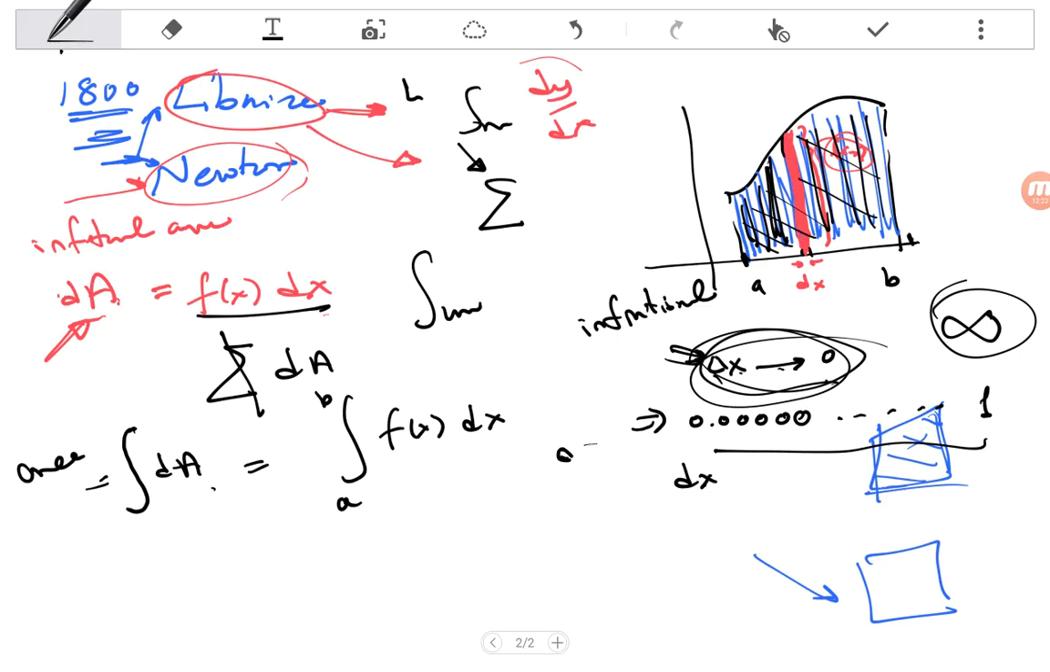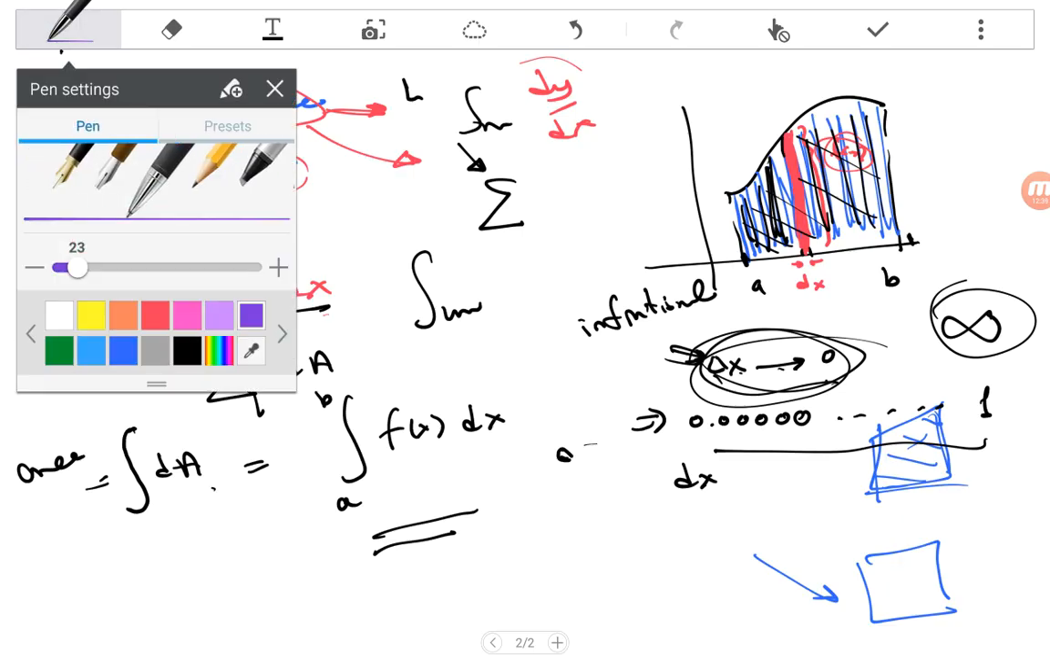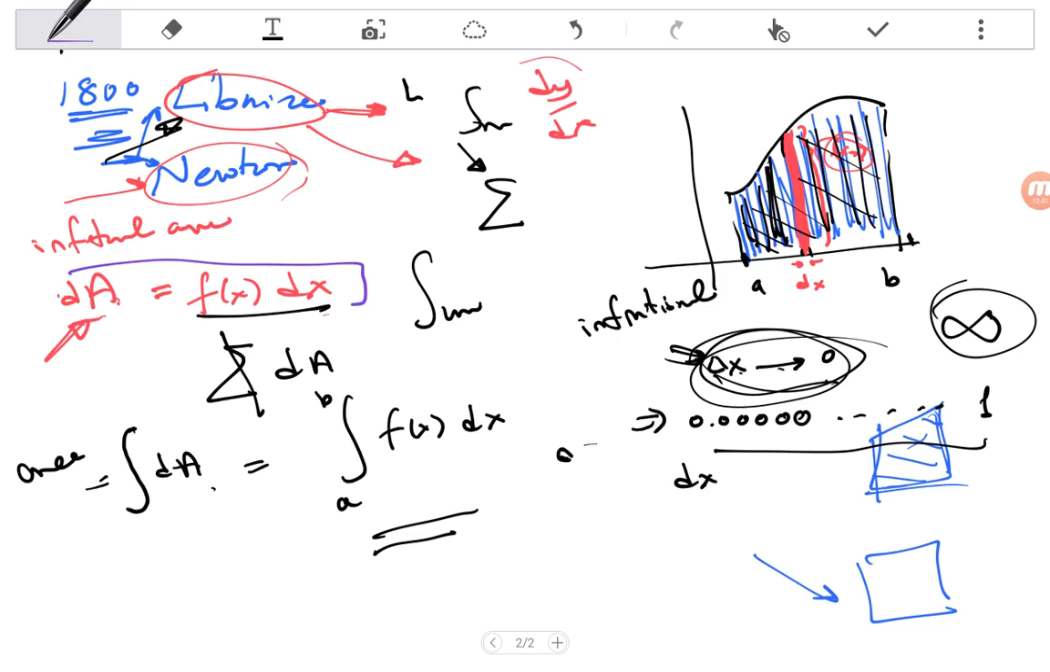For now, we just expressed the area under the curve with that symbol, but how can we get the value of that area? That is the question. How to find the value of that integration? Now look at how Leibniz thought about it. Look at this expression: dA is equal to f of x dx. Let's divide both sides by dx. So we get dA by dx is f of x.